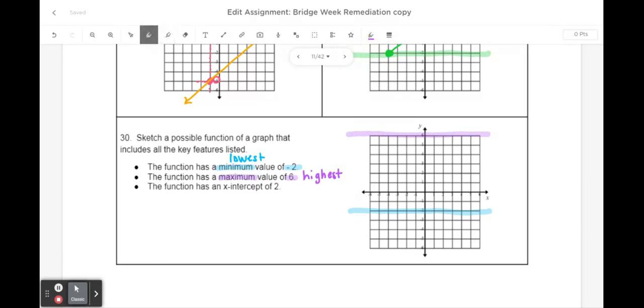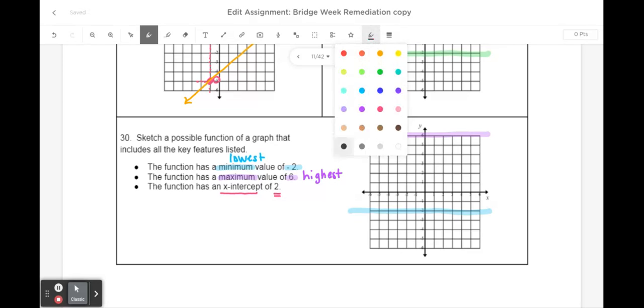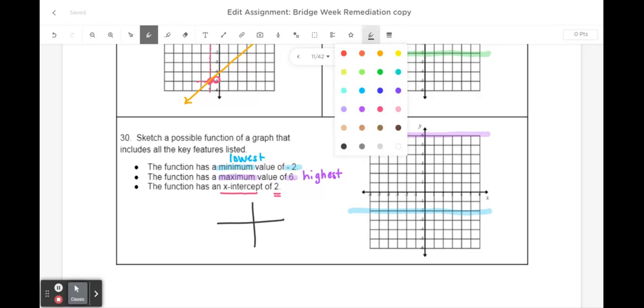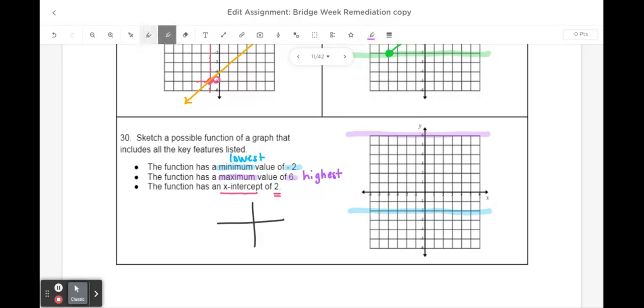The last criteria here that I need to account for is that it has an X-intercept of 2. Now on a graph, the X-intercept is where the graph crosses the X-axis. So it's where the graph touches this axis right here. So I'm going to put a dot on my graph on the +2 on the X-axis because I need to remember to touch that point.